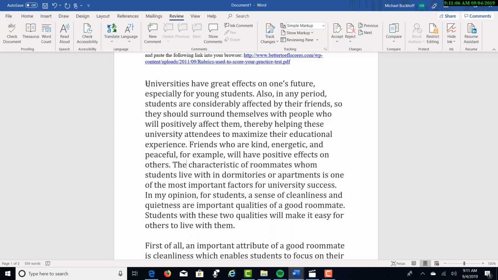Let me look at something. Let's say something like hence, cause effect here.